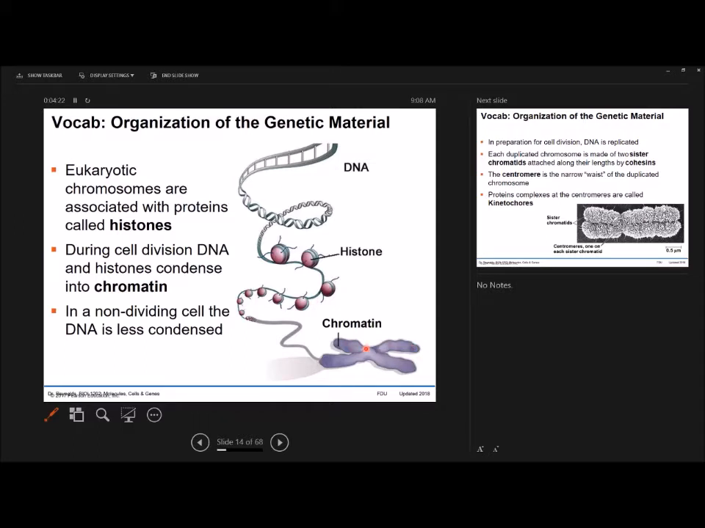This only happens during division, okay? This only happens during division, that we condense down into this very dense chromatin. And you saw that in that video that I showed you, right? We went from this big kind of diffuse red nucleus with all the DNA to all of a sudden having these very distinct structures.